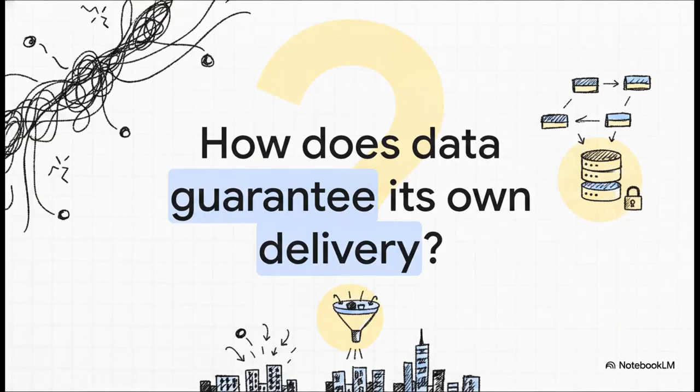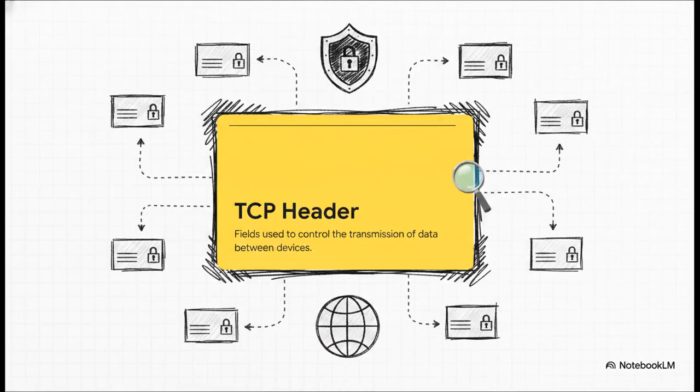So think about this. How exactly does data guarantee its own delivery? It's kind of a profound problem when you stop and think about it. The internet is this wild, totally unpredictable network. Wires get crossed, signals drop, traffic gets massively congested. And yet, when you load a web page or send a critical message, it arrives intact. How does a raw stream of ones and zeros navigate all that chaos and make sure it arrives perfectly? Well, the answer lies in the TCP header.